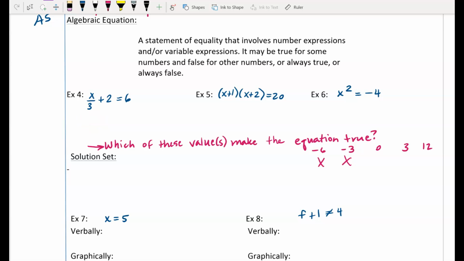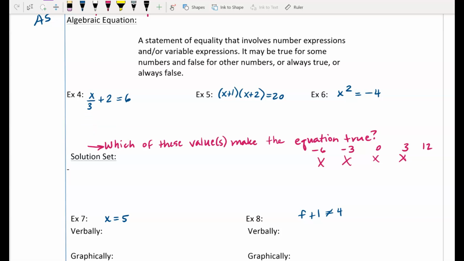Let's test the 0. If we let x be 0, then we have 0 divided by 3 plus 2. 0 divided by 3 is 0, and 0 plus 2 is not 6. So that one doesn't work either. Let's look at 3. If x is 3, 3 divided by 3 is 1, and 1 plus 2 is 3. So that one does not work in this equation.